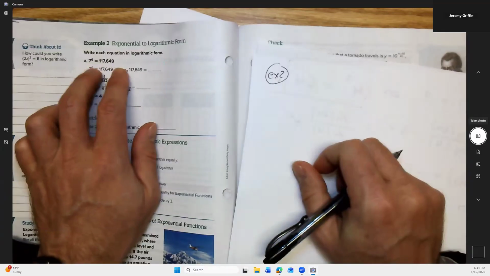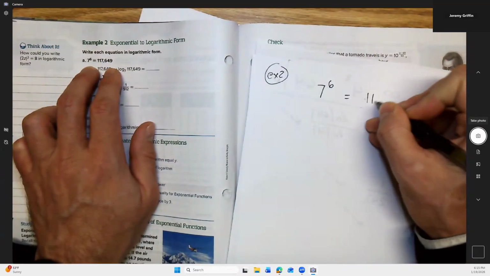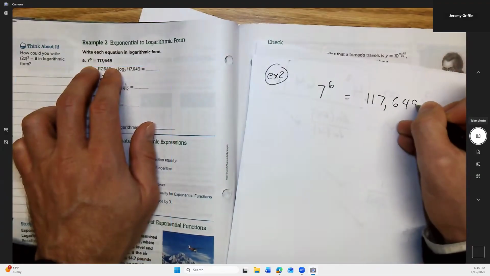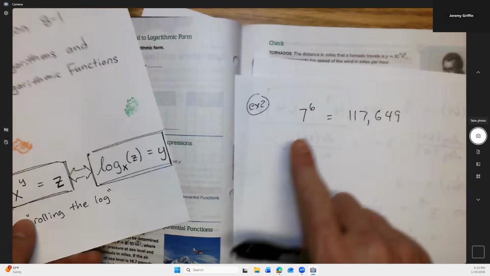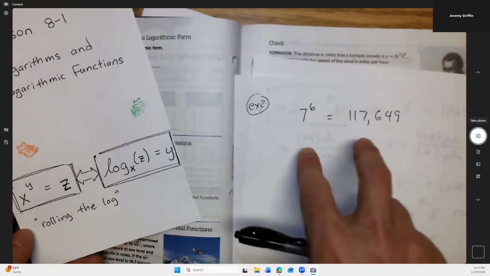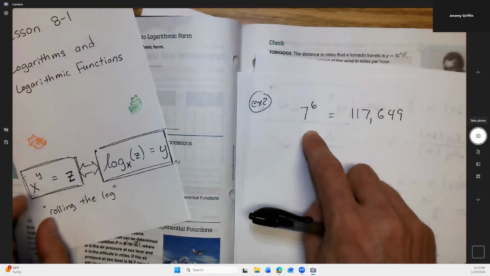Write each equation in logarithmic form. So we got 7 to the power 6 equals 117,649. Okay, so this is exactly backwards of example 1. In example 1, they gave us logs and asked for the exponent form. Here, they're giving us the exponential form. Can you write this as a logarithm? So we're just going to translate the other way.